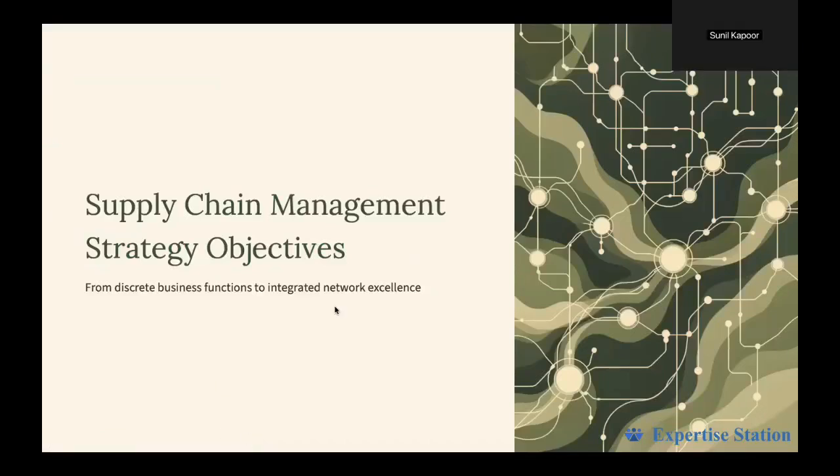Okay, so the definition of supply chain strategy. A supply chain strategy is a company's plan for managing the entire flow of goods or services, which starts from procurement of raw material and delivering a product or a service to the final customer. It aims to optimize efficiency, reduce cost, and ensure that the company can meet demand efficiently.